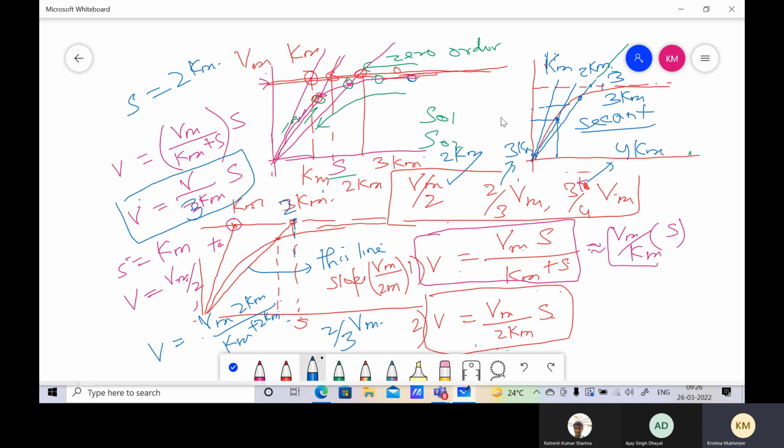Correct? If you have a V versus S plot, which is approximate and error prone, then you draw this line approximately through this, then draw a secant and see where it is cutting the asymptote, and that is your 2 Km or 3 Km or 4 Km.